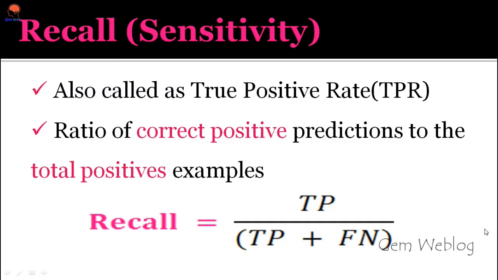Now we look into the calculation of recall. It is also called sensitivity or true positive rate. It is nothing but the ratio of correct positive predictions to the total positive examples. The formula to calculate the recall is true positive divided by true positive plus false negative.